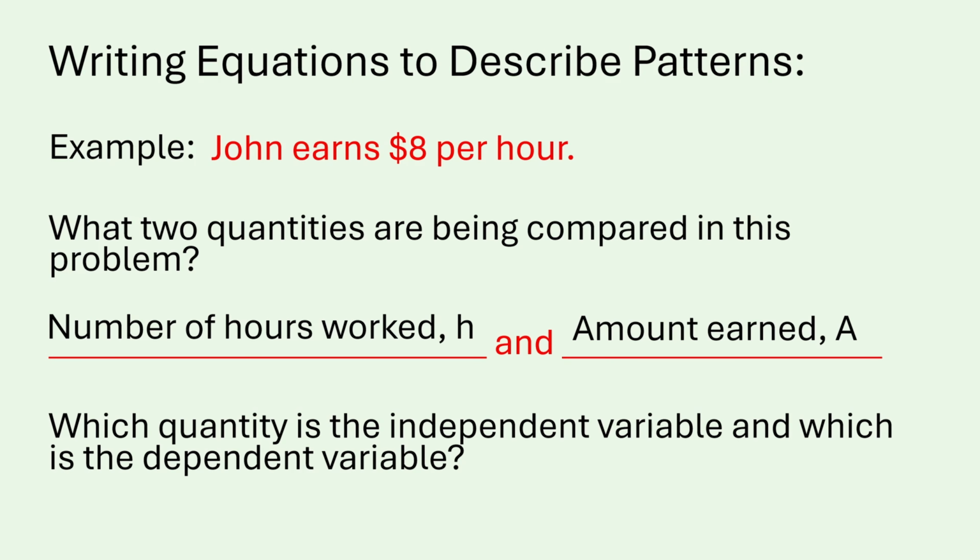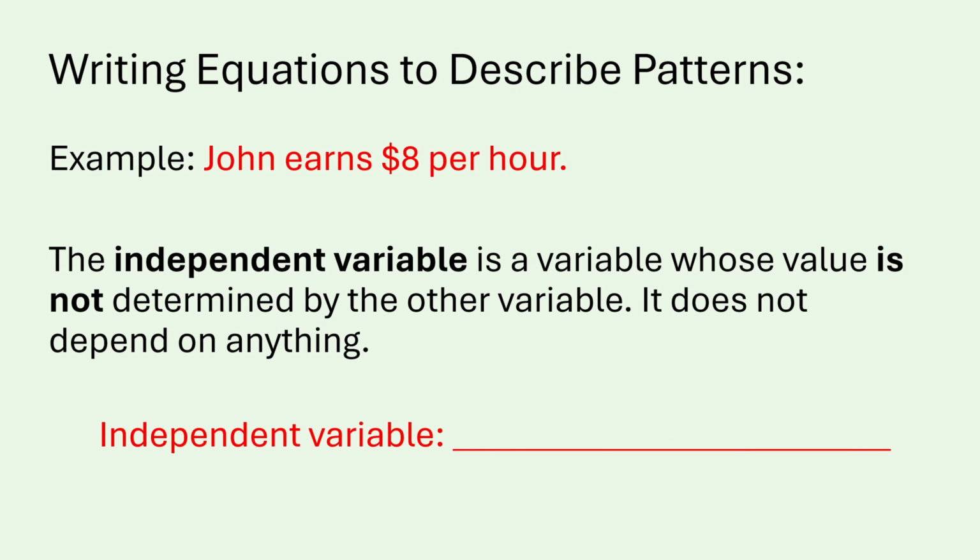Next question: which quantity is the independent variable and which is the dependent variable? The independent variable is a variable whose value is not determined by the other variable. It does not depend on anything. Here, independent variable is number of hours worked H.